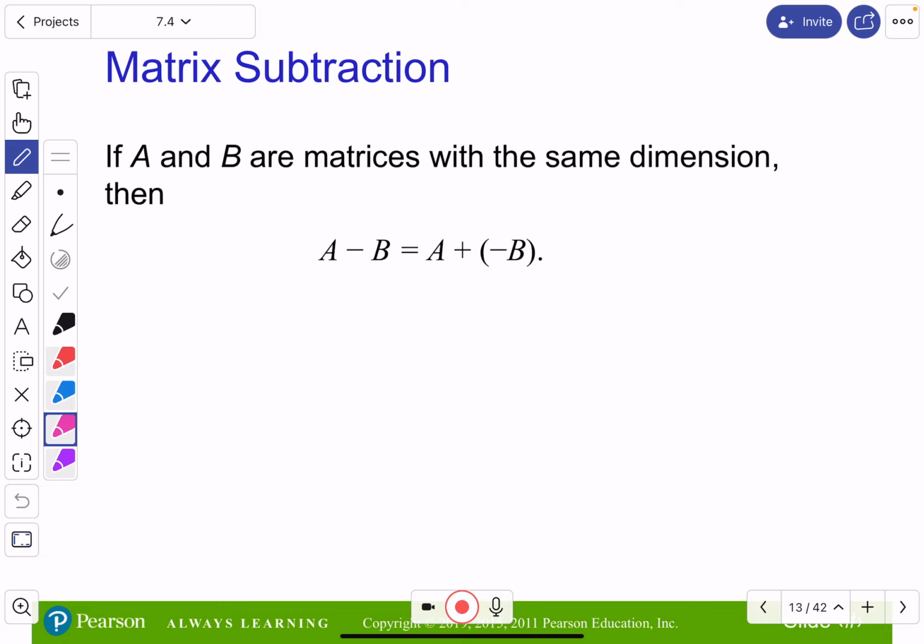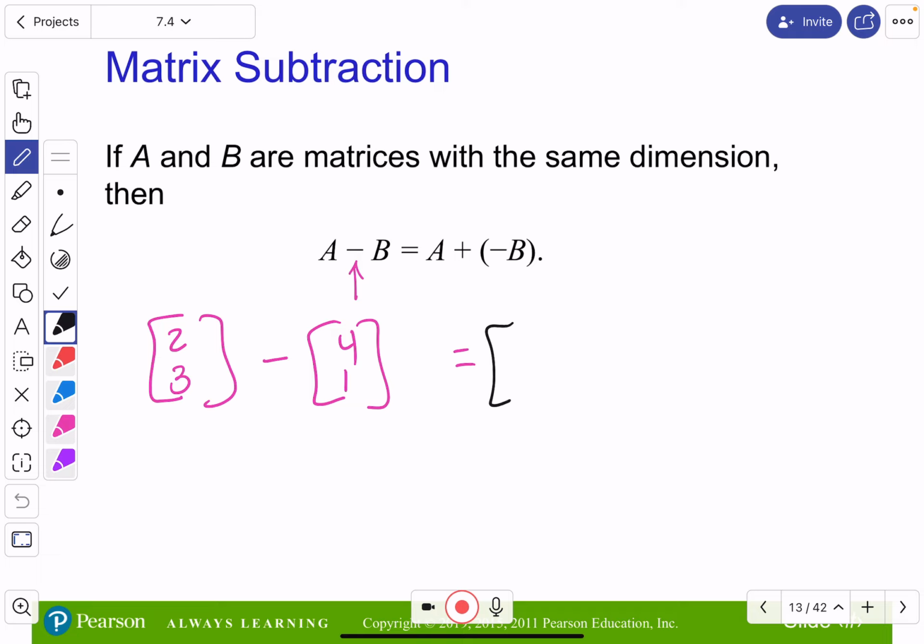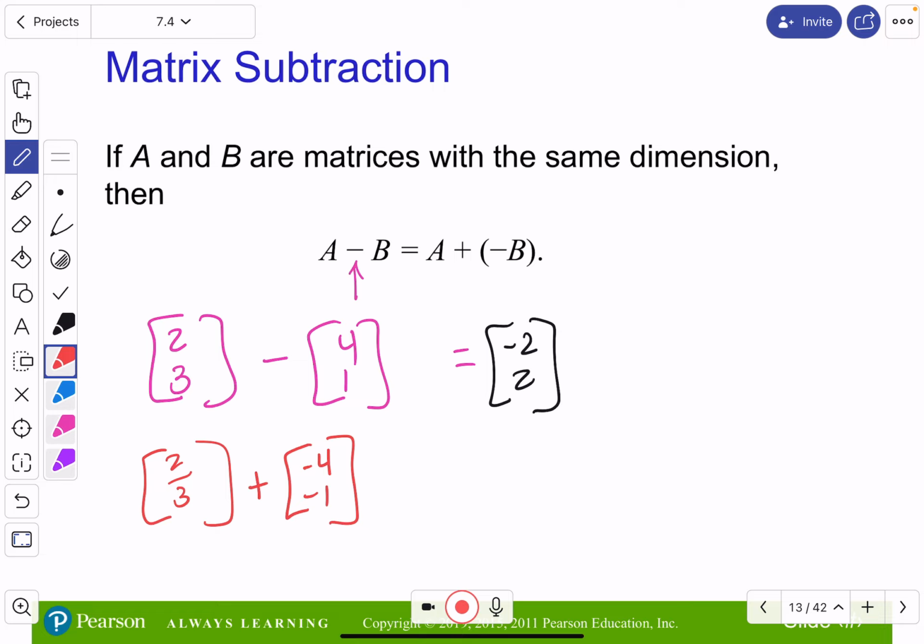If A and B are the same dimensions, adding and subtracting is the same. You can either add them together, like add the opposite, or subtract. It's up to you. So if you had 2, 3 minus 4, 1, you can say, well, 2 minus 4 is negative 2, and 3 minus 1 is 2. Or you can say we're adding the opposites of each element. So 2 plus negative 4 is negative 2, and 3 plus negative 1 is 2. If you think about those the same way, that's what we're working on.